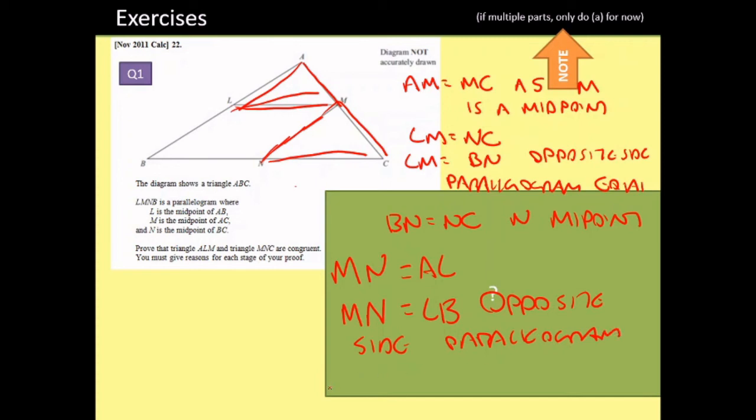And also know that BL has got to equal LA, L is the midpoint. So now I've actually got three sides of the same. So I've got side, side, side, and you actually have to write side, side, side. So it's congruent.